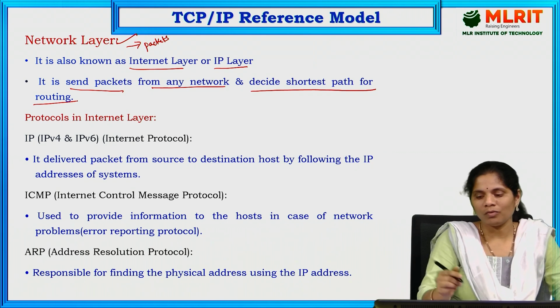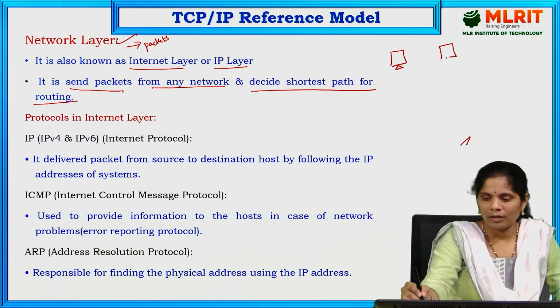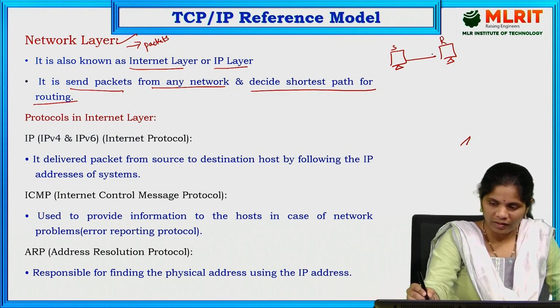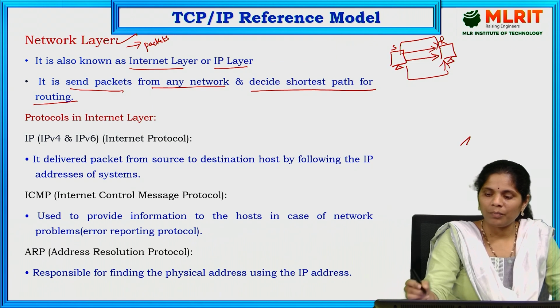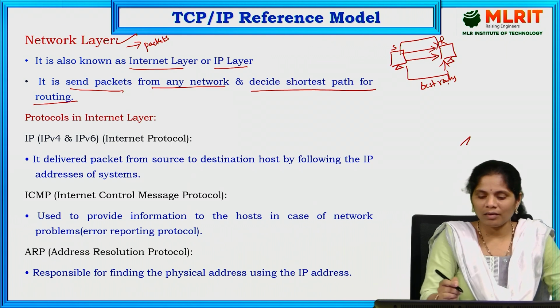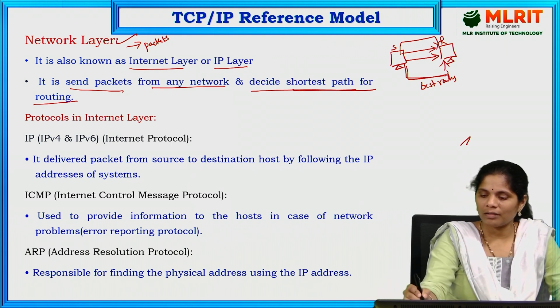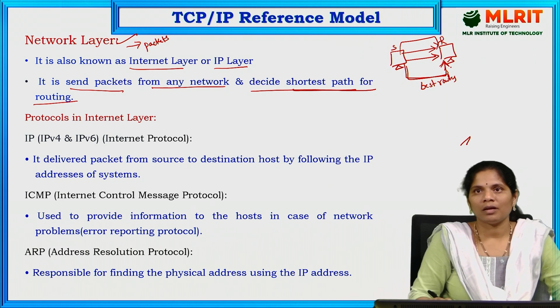So, suppose this is the sender and this is the receiver. To send the data, it has multiple routes for sending this particular data. It will select the best route. Which one is the best route among all these paths? That is deciding the shortest path for the routing. Through which route I have to send the data. That is the main aim of the network layer.